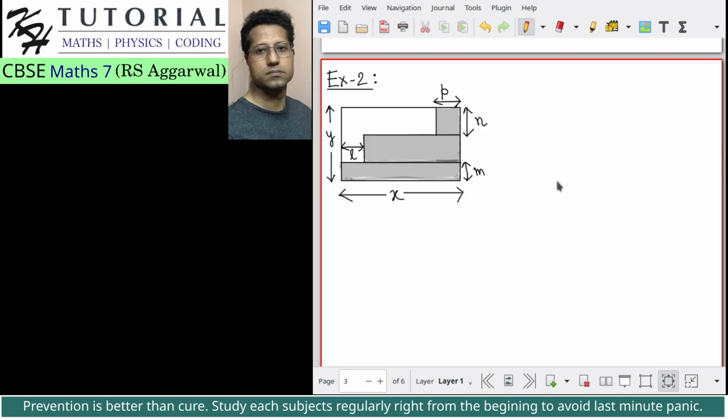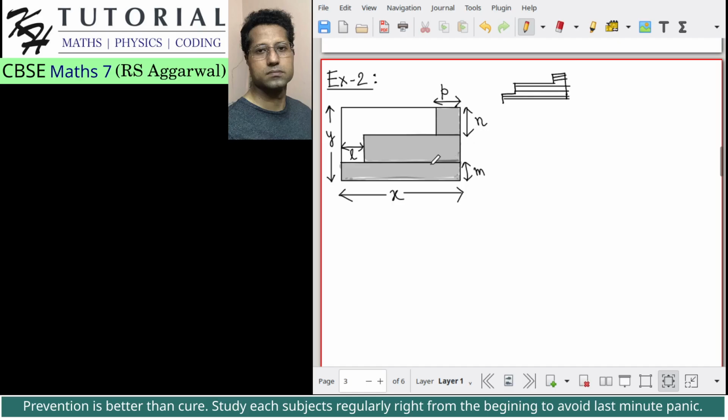Illustrative example. As you can see, the shaded region is like a stair. Basically, we have to find the area of a figure like this. So this is actually the shaded region. I am drawing it roughly. We have to find the area of this shaded region, and some dimensions are given.